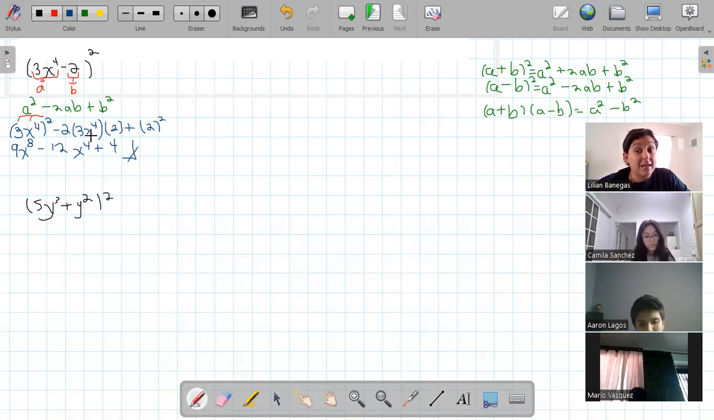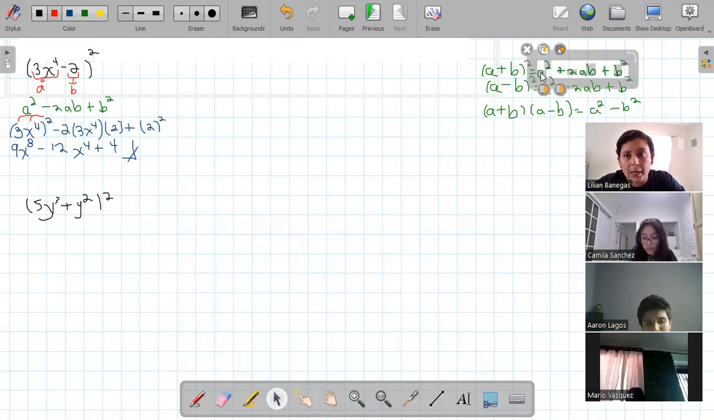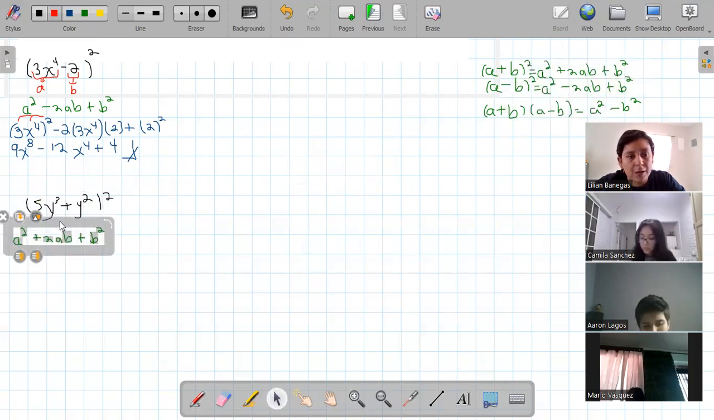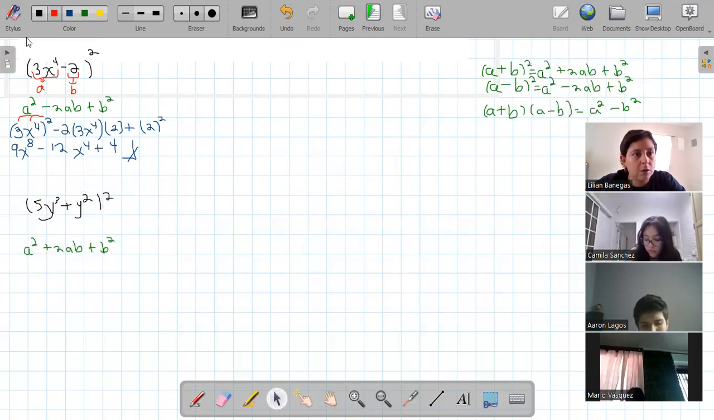Okay, let's do the next exercise. It has a little trick, okay? Something in it is a little bit different, and you're going to be able to identify it. So what formula should I use in this case? The first one, very good. I'm going to copy it already so we can have it over here, ready for us to substitute. Let's identify A and B.